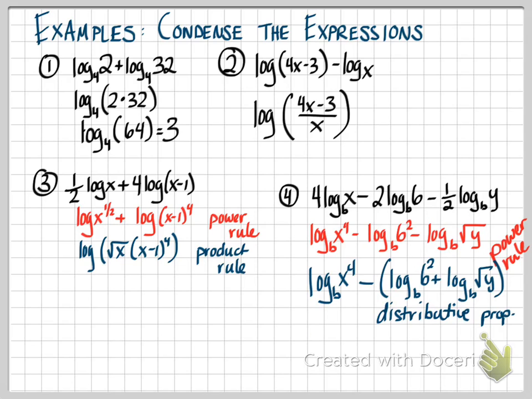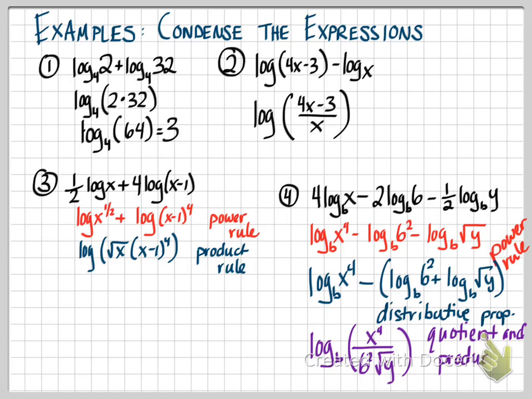So the quotient now becomes x to the fourth on top, because of course that first expression is divided by b squared times the square root of y. So I actually use two properties here. I use the quotient rule to create x to the fourth over those things because of the minus parentheses. And then I also use the product rule to put the b squared and the square root of y in the same denominator. So this is fully condensed. Again, we went backwards. Backwards tends to be harder than forwards, but backwards is actually going to be more beneficial for solving equations. So we want to get good at both.